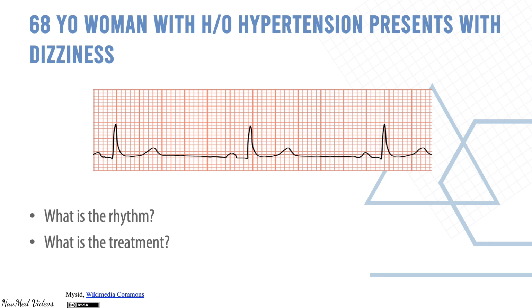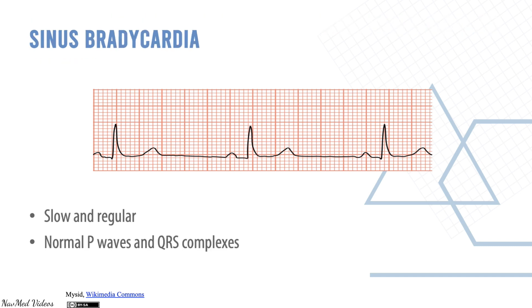You do an ECG, you take a history exam, you've done everything. So this is the ECG. What do you think is happening? What's the rate? What's the rhythm? What's the treatment? Okay, so this is sinus bradycardia.